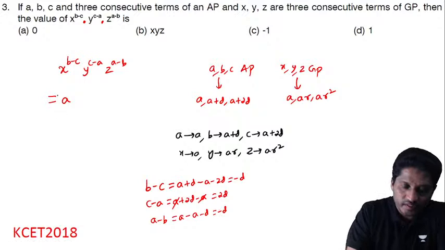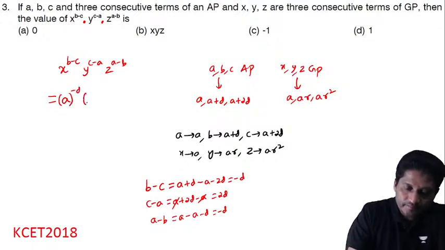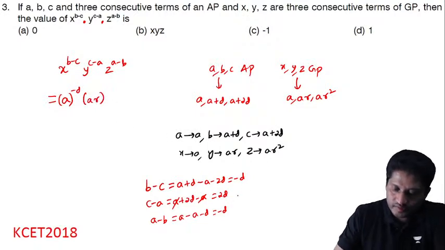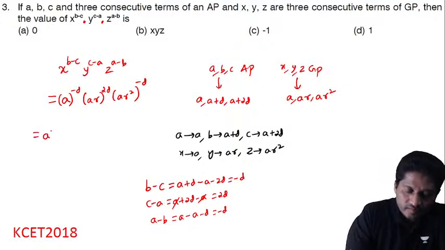I'll substitute these values. x is equal to a to the power of b minus c, which is minus d. Then y is equal to ar to the power of c minus a, which is 2d. That is equal to ar square. So ar square whole to the power of a minus b, which is minus d. This is a to the power of minus d, a to the power of 2d, r to the power of 2d, a to the power of minus d, r to the power of minus 2d.